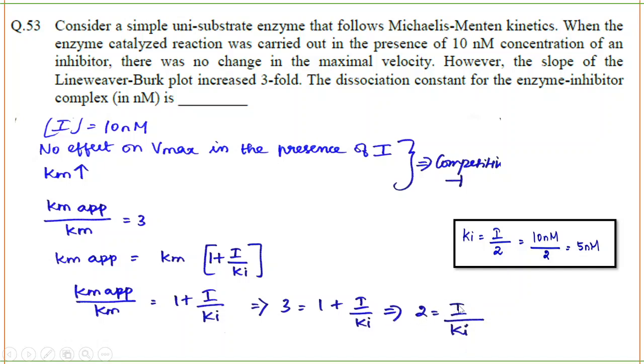They've given you the value of I. You know the value of I, that is 10 nanomolar. So if you find the value of Ki, that is I by 2, 10 nanomolar by 2, you will get 5 nanomolar. That is the value of Ki. Very simple. But you just have to know what steps to follow.